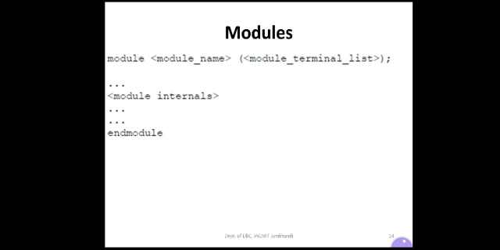Then, as per the truth table by which the D flip flop works, its internals are going to be designed using any of the abstraction levels. Those abstraction levels will be discussed in detail in the further chapters. Then finally the endmodule keyword.